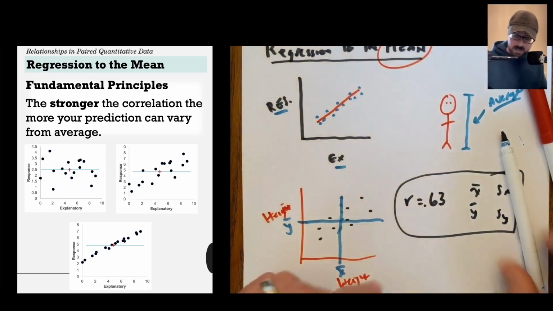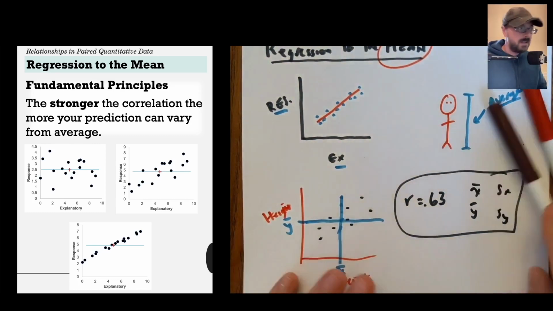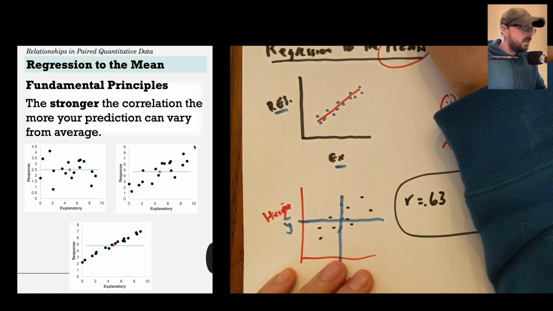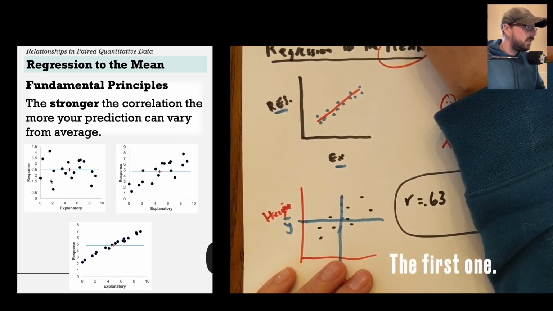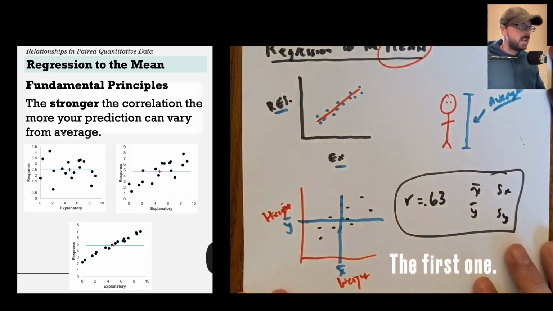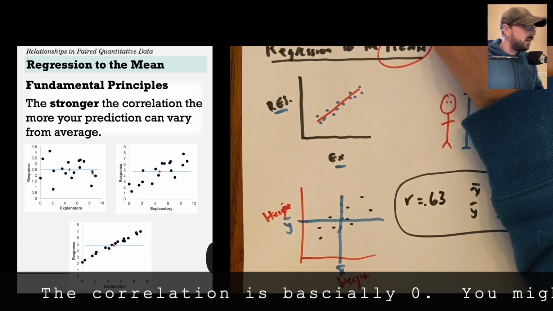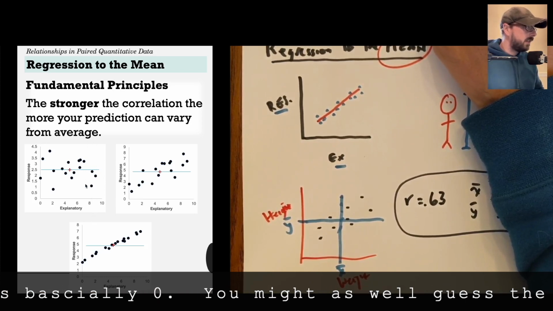In which of these three is guessing the mean of y, represented by the blue line, the most reasonable guess for an individual who takes the explanatory value 8? Well, that would be in the first one right here, I think. If we look at this one, the mean of y for 8 seems pretty close to where a lot of the dots are.